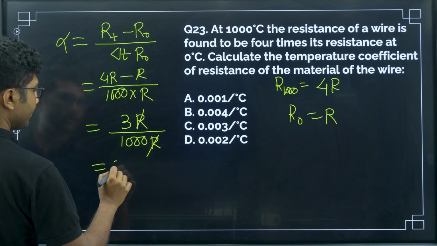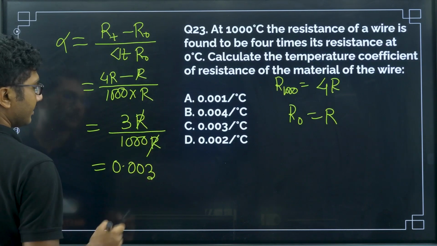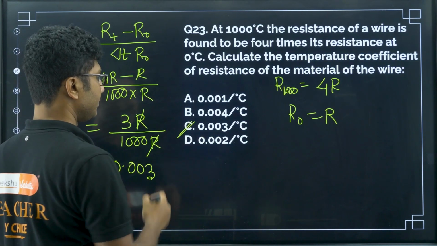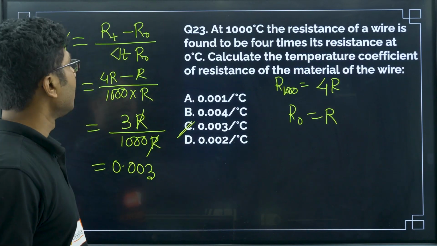R cancels, it will be 0.003. So 0.003. Simple. Next problem.